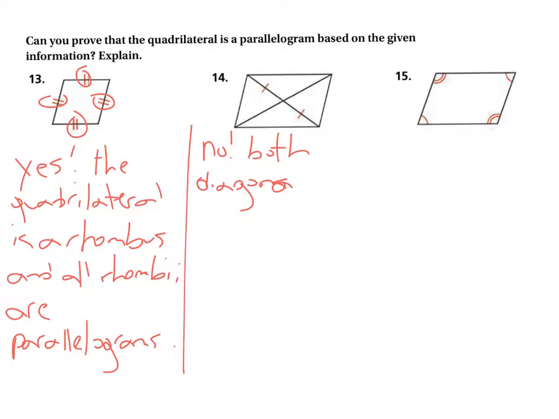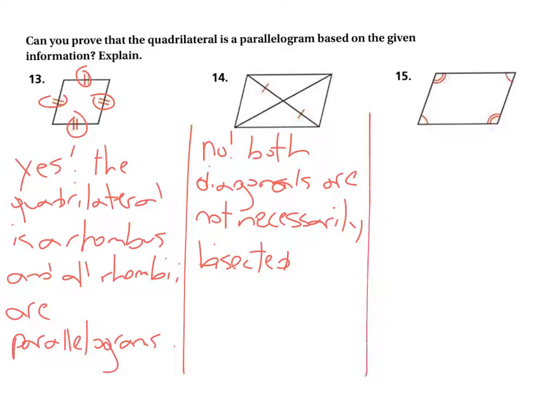no, both diagonals are not necessarily bisected. The reason that we say not necessarily is because we don't know that those two segments, this segment and this segment, we don't know that they're not equal. We don't know that they are, so we just don't know. So we don't have enough information.